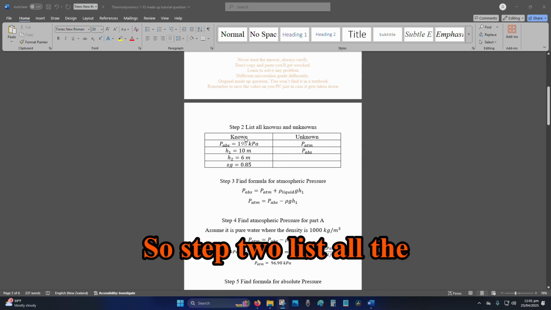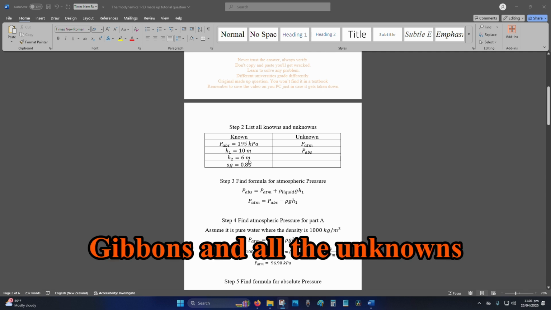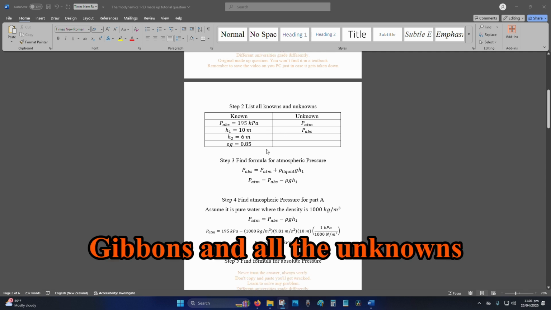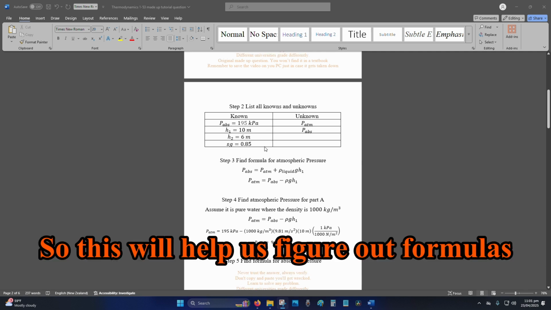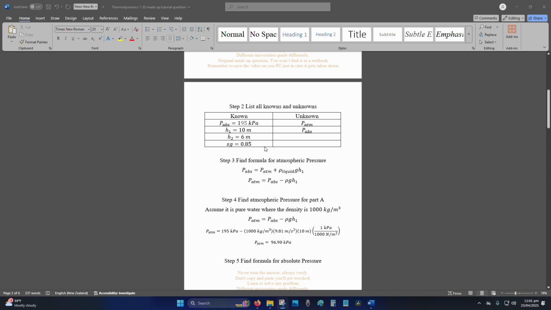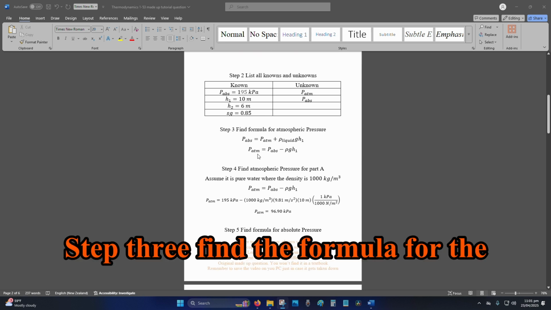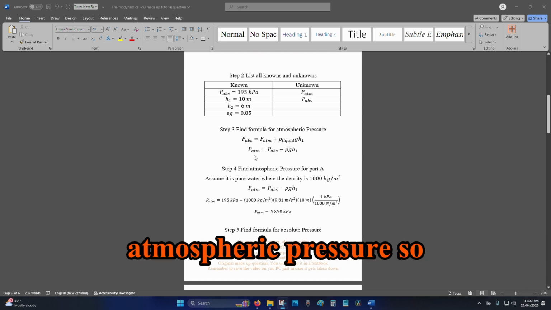So step 2, list all the givens and all the unknowns. This will help us figure out formulas. Step 3, find the formula for the atmospheric pressure.